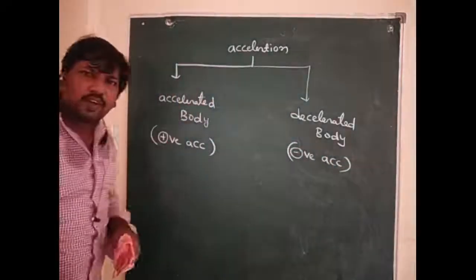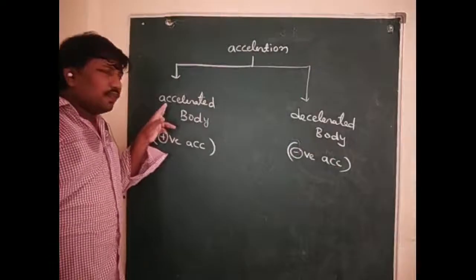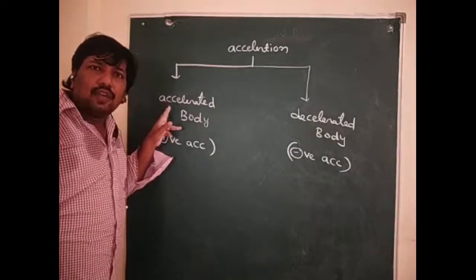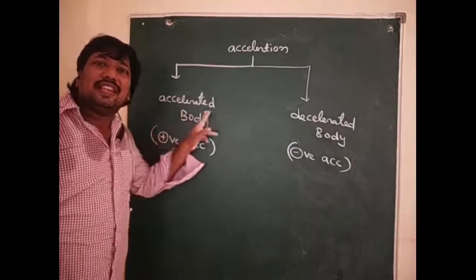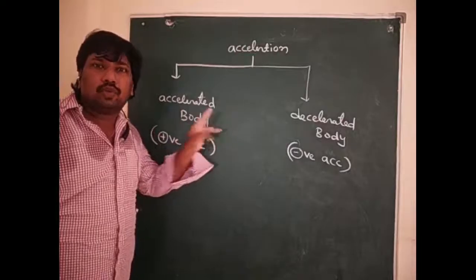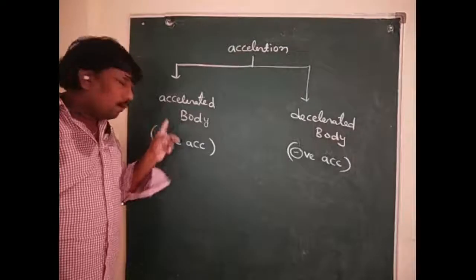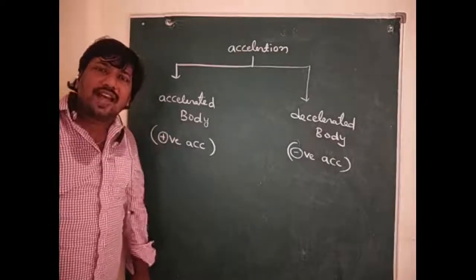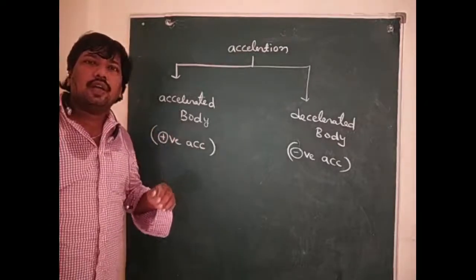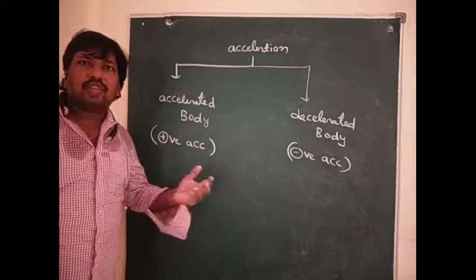What is an accelerated body? It means that if a body's velocity is increasing with respect to time, it is a variable of time. So in this situation, positive acceleration, its velocity is increasing with variation of time interval.